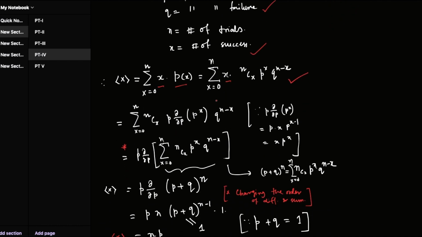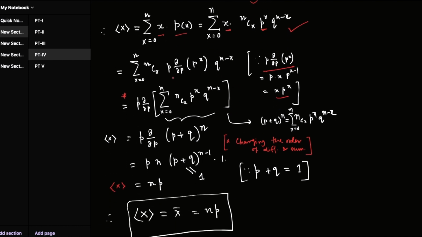And now, x times p to the power x can be written as p times del del p of p to the power x. P times del del p of p to the power x gives x times p to the power x minus 1, that means x p to the power x. Therefore, x p to the power x can be substituted as p del del p of p to the power x.